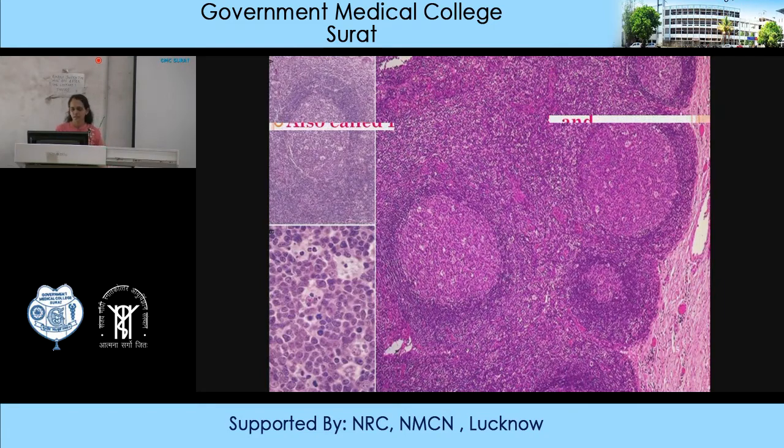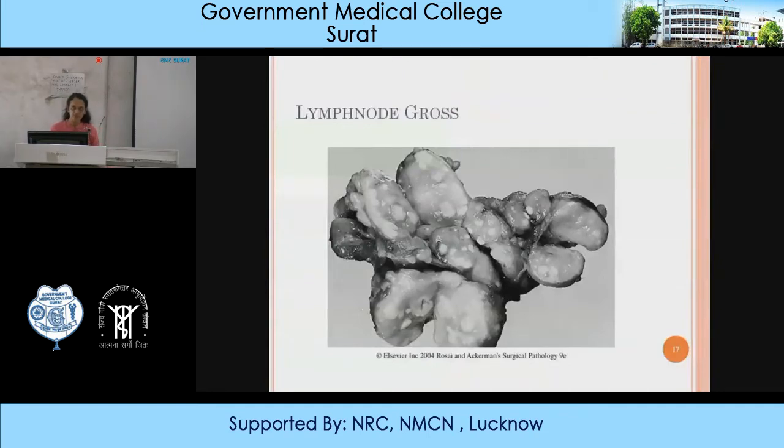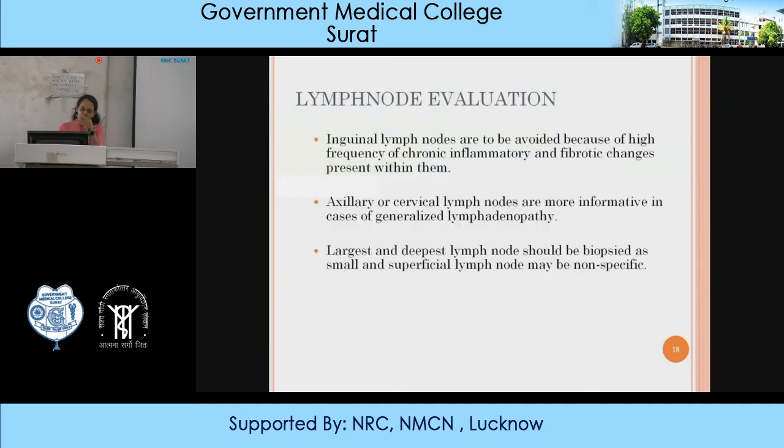Here, the sinus histiocytosis. On the left side of the figure, you can see the expanded cords which are having histiocytes. This is the figure of enlarged lymph nodes, multiple enlarged nodes. Now, lymph node evaluation. One should know the modalities we have to evaluate the node.